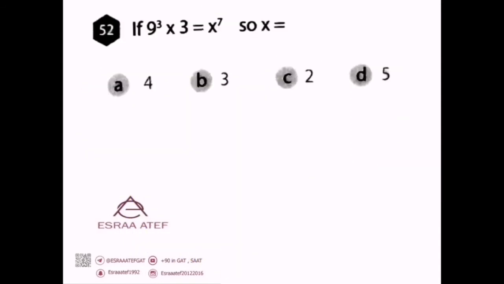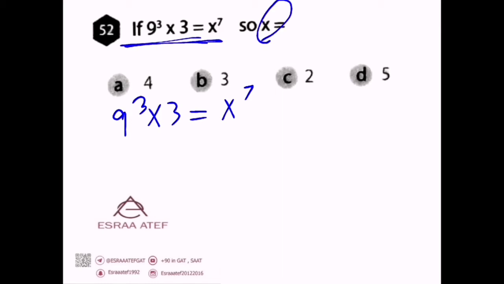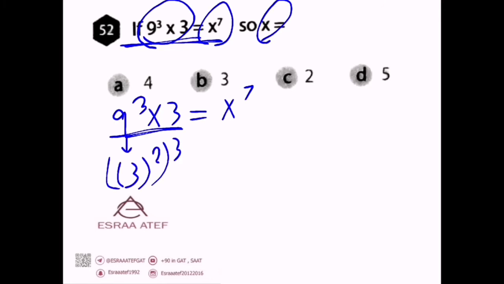Okay, here we have 9 powered by 3 times 3 equals x powered by 7. He wants you to get x, the same type. We will try to make this part like this part. How can we do it? First, we will break it into the simpler form. So, here we can do it as 3 powered by 2 powered by 3. And the 3 we will put it here equals x powered by 7.